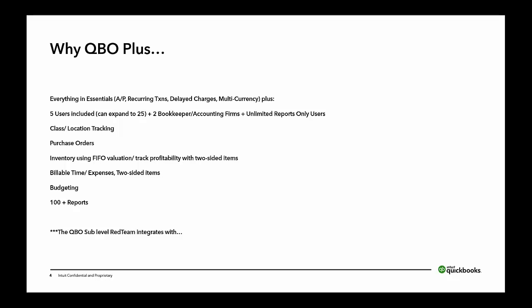But really for two-sided, or you might know them as double-sided items, pass-through time, material, expense, and profitability by project or sub-customer, as well as budgets, that's all at the Plus level. So Essentials would not have that. In Essentials, you start with accounts payable tracking, recurring transactions, and a few other things, multi-currency. Plus is, I think, really what you need if you're used to Pro.